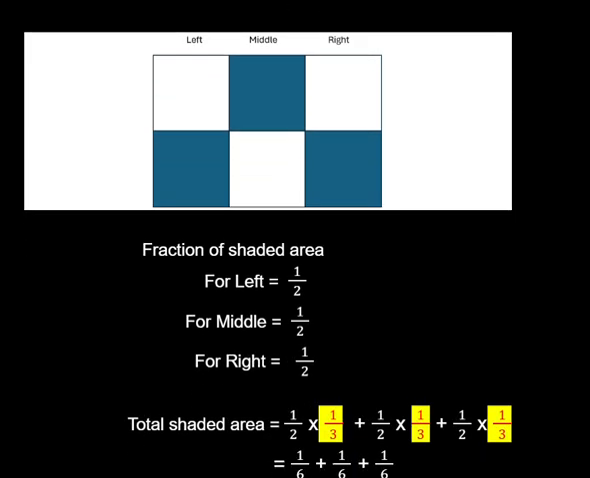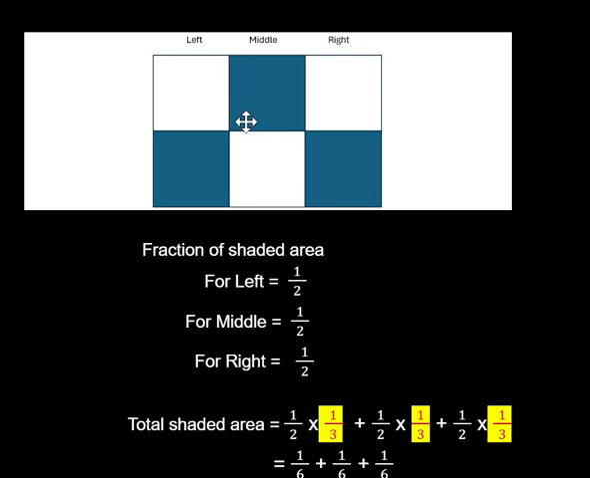What happens now if I take a rectangle and chop it into three parts? Same thing, each part will be half shaded. I call them the left, the middle, and the right. Each part will be shaded half. So what is the total shaded area? In this case, because this big rectangle is chopped into three parts, this is half of 1/3 of the whole picture. That's why it's half times 1/3.